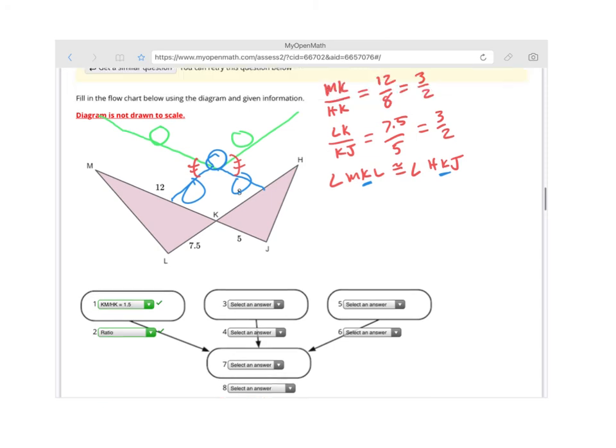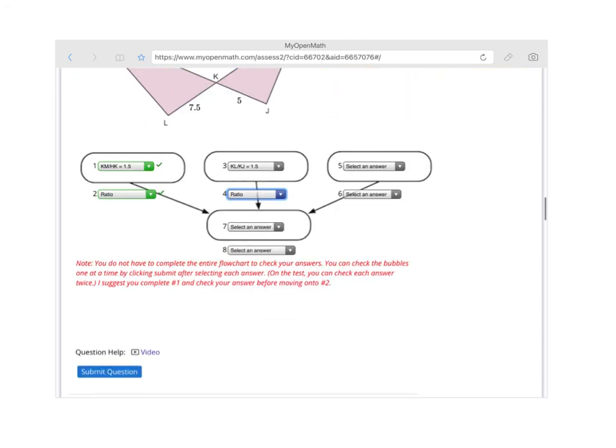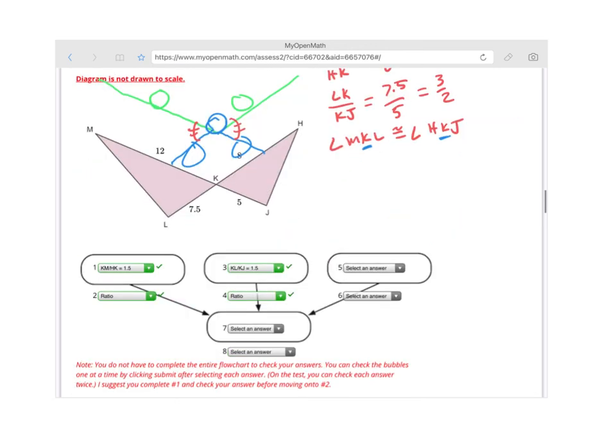Now, the next one is going to be that I have LK over KJ. So we have LK over KJ, or KL over KJ, and that's equal to 1.5 as well, and that's also a ratio. And let's see here, and that's correct. Now the last one, we have angle MKL. Let's see, HKJ and MKL, and those are vertical angles for my reason there.